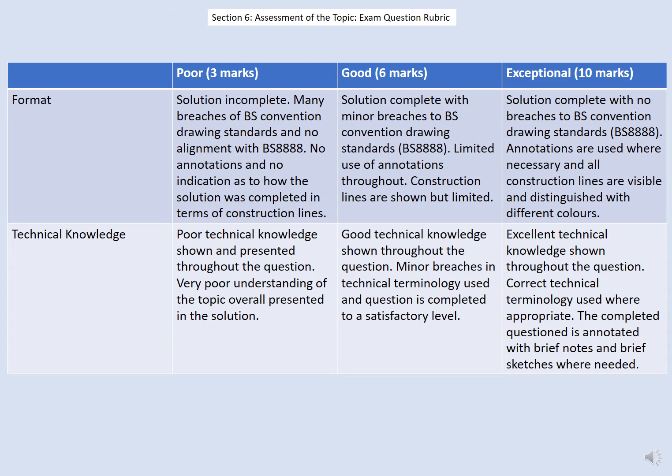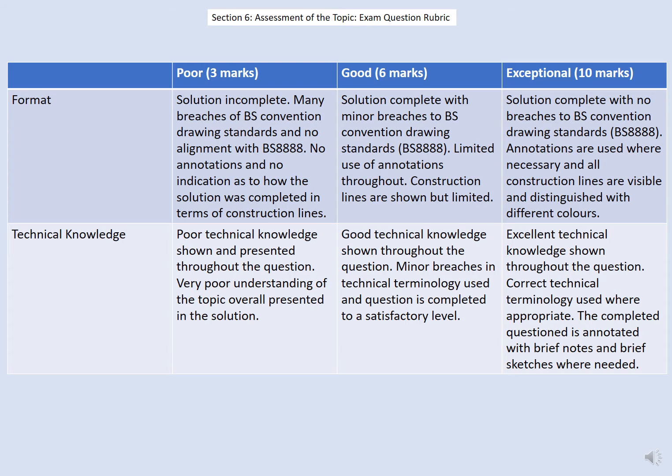For format, we then have a poor mark at 3. This would be a solution that's incomplete, with many breaches of BS convention drawing standards, basically no annotations, and very little understanding of how the question was carried out, in terms of no visible construction lines.